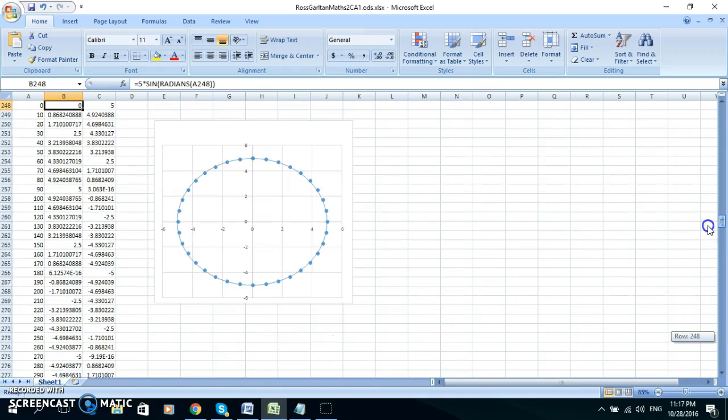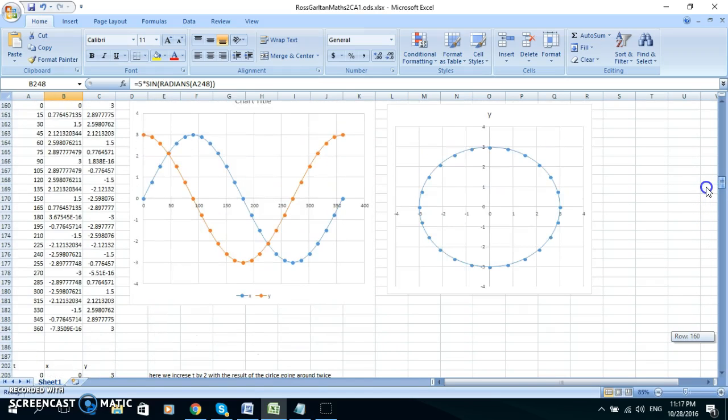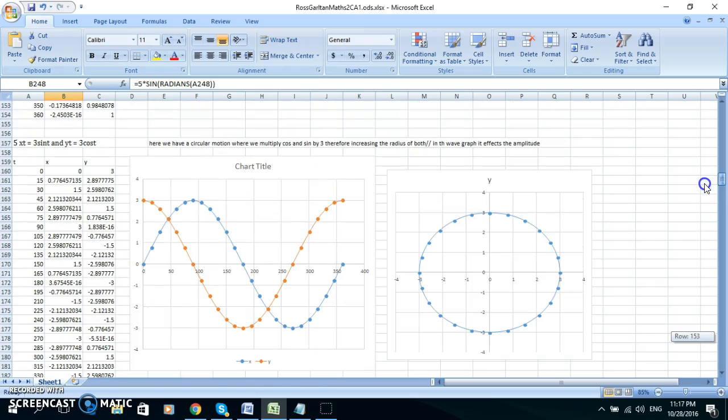So some of the things I might have covered in this. Just an example there of moving 3 times sine and 3 times cosine. I have some waves there. You can see that if we're looking at how it affects the amplitude, it affects the radius in the circle by 3 in each, but it also affects the amplitude in the waves by 3. Just an example.